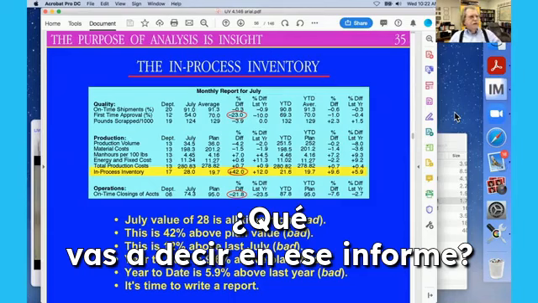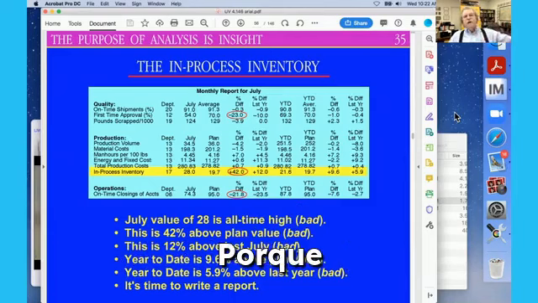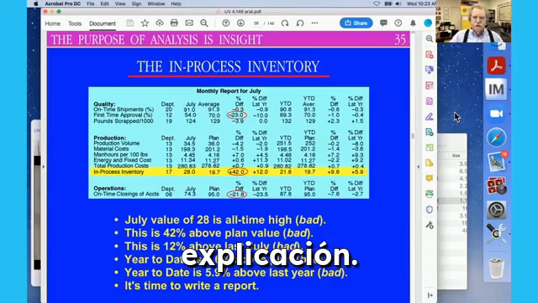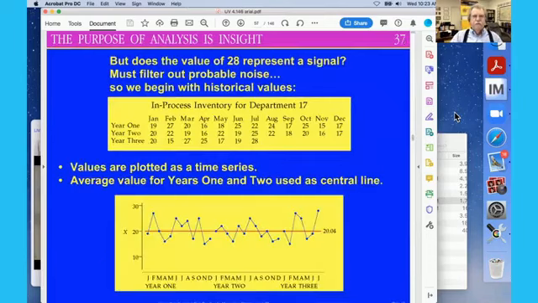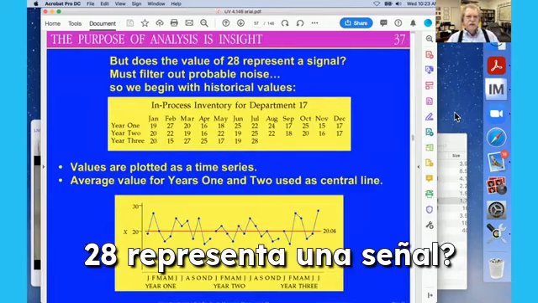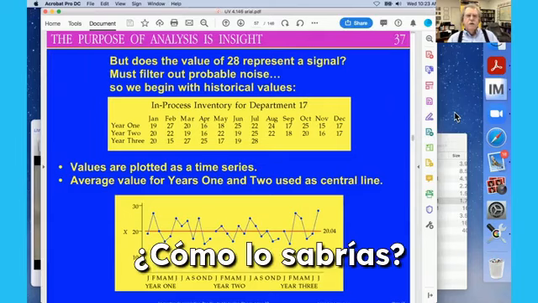What are you going to say in that report? We had 28 in July because... And you're going to come up with some explanation. But does the value of 28 represent a signal? How would you know?